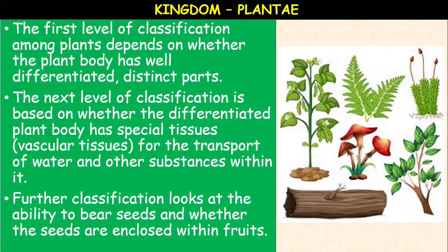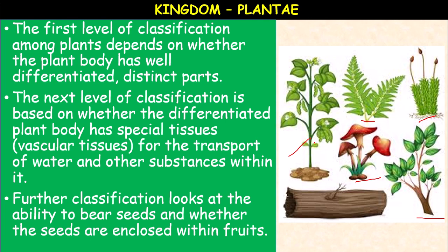See here the vascular and non-vascular plants. So this is the normal vascular plants with vascular tissue. It's a saprophyte, fungi. It is a fern, it is a moss plant, it is a normal plant. Like that the plants are classified. The different levels of classification.